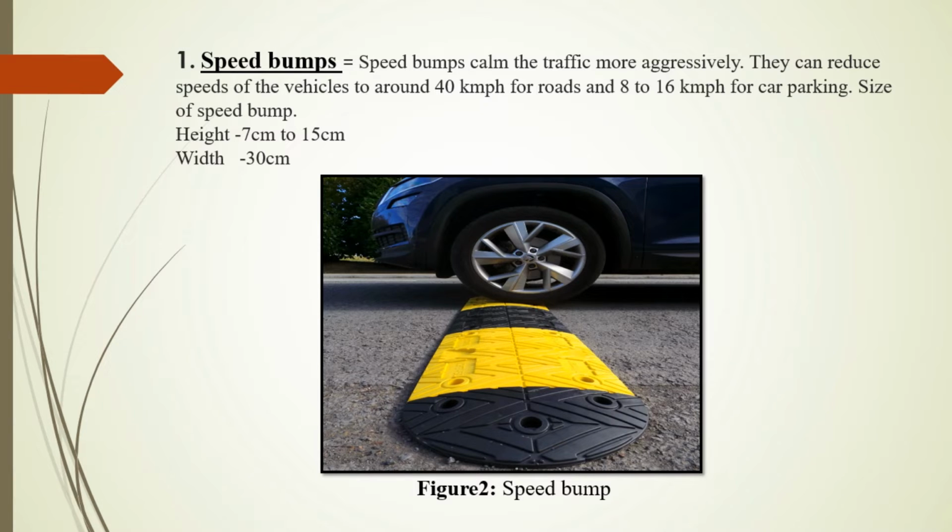A speed bump calms the traffic more aggressively. They can reduce the vehicle speed to around 40 km per hour on roads and 8 to 60 km per hour in car parking. This is majorly used in car parking for malls and other areas also. The height of the speed bump is 7 centimeter to 15 centimeter, and 30 centimeter is the width of the speed bump.